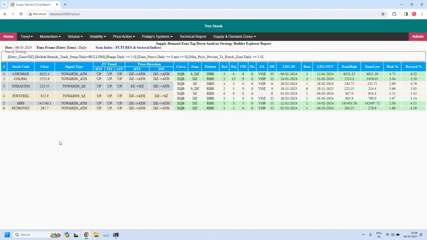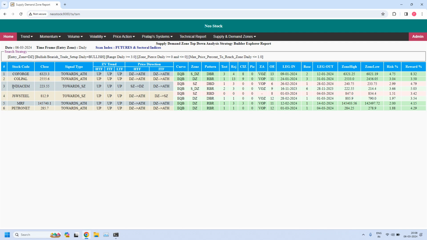See, currently 6 stocks are 1% close to the daily demand zone. If any of these stocks give an entry tomorrow, you will get a trade. But the thing is, all these zones already gave an entry. See here, all the demand zones. All the demand zones in this list, they already gave an entry. Probably today or yesterday they might have given you an entry.